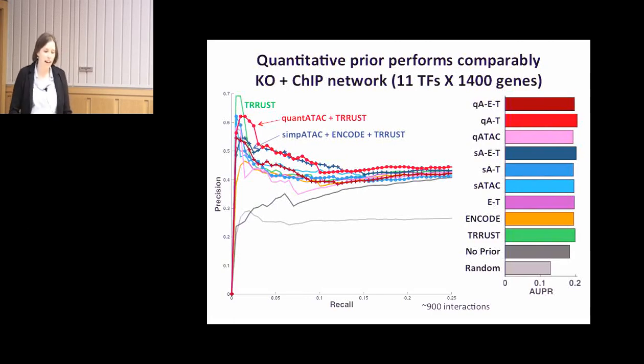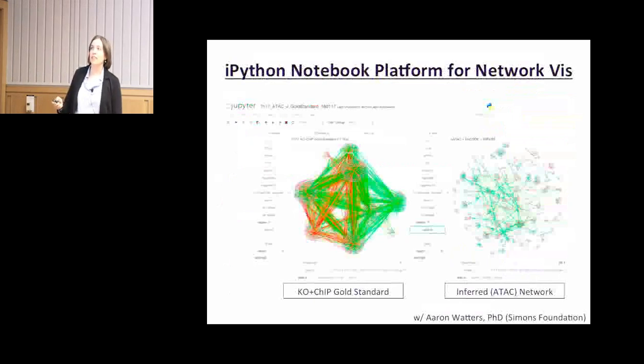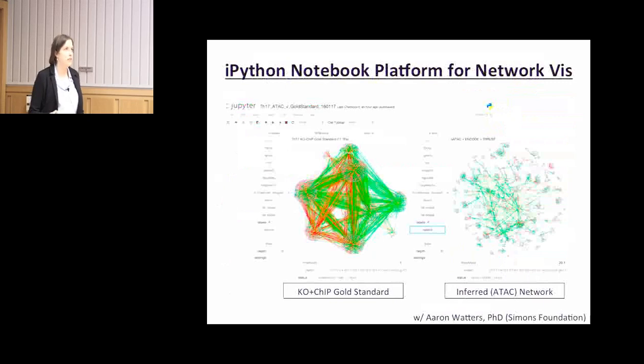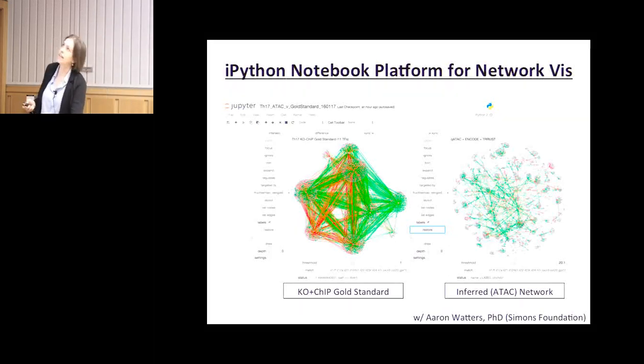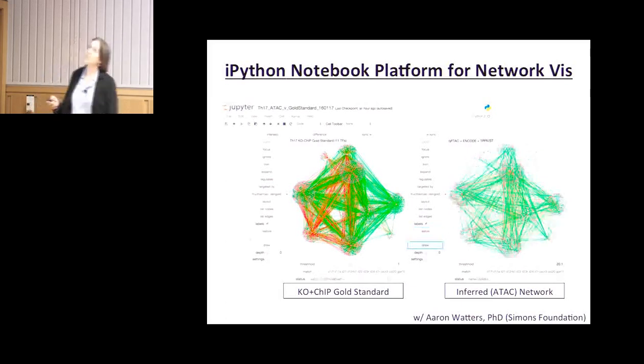in graphical form. And so in collaboration with a very talented software engineer at the Simons Foundation, Aaron Waters, I helped to design an IPython notebook platform for network visualization, where we were able to compare, say, this is the knockout chip gold standard. These big hubs correspond to the 11 transcription factors that were chipped. And you could compare it to the inferred ATAC-seq network. And you could sync the network so you could compare between the two.